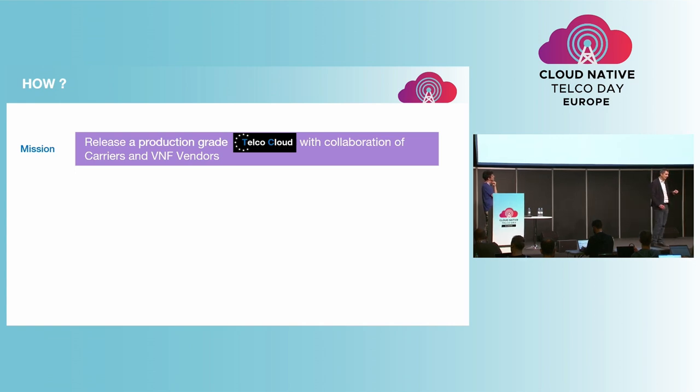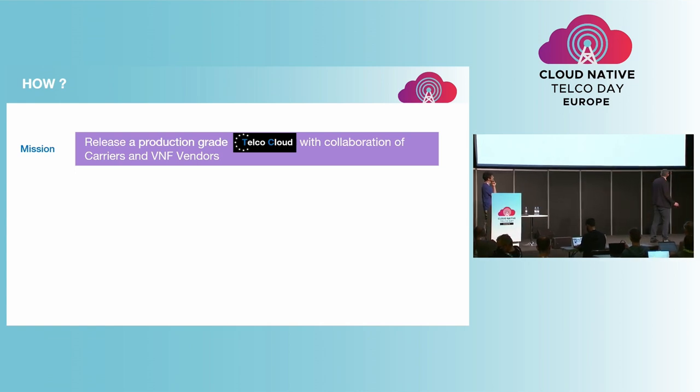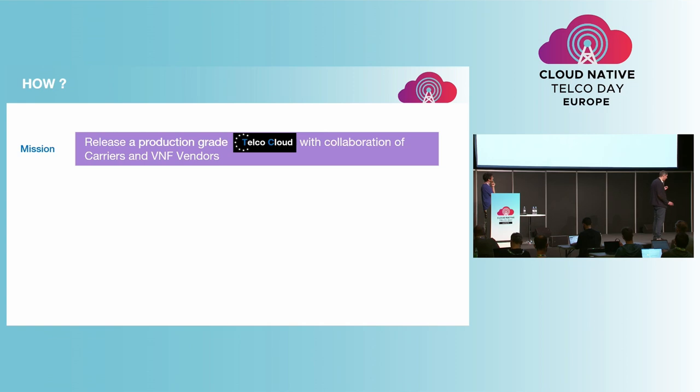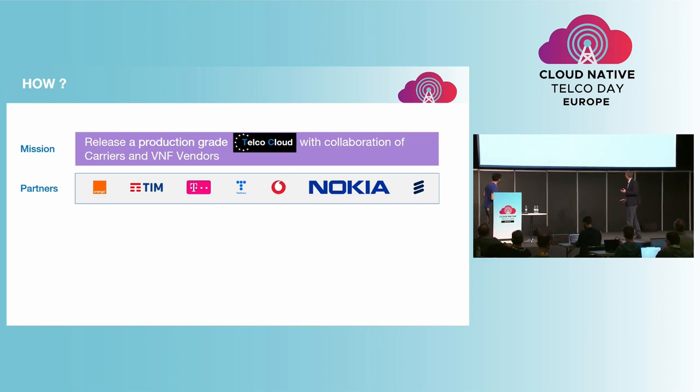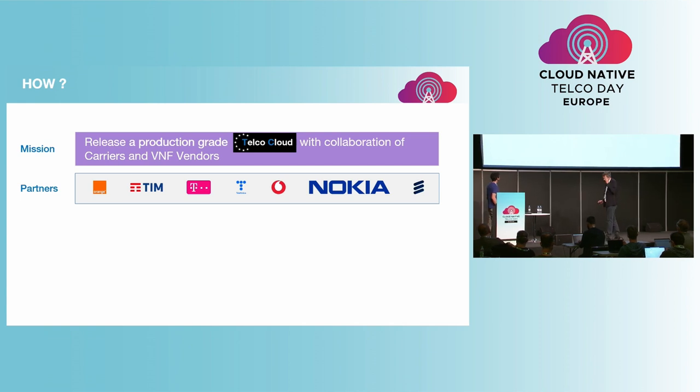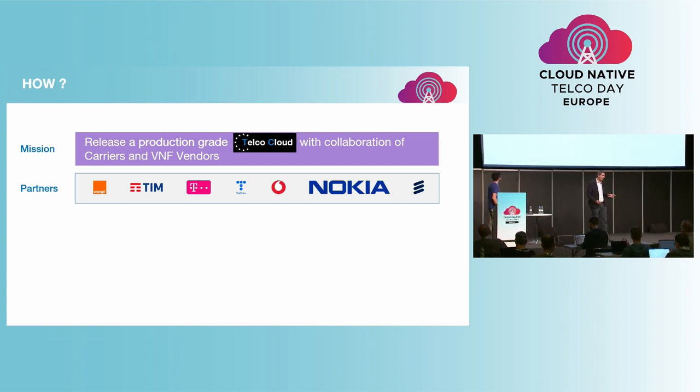We are many telco operators that need this asset. And it's important also to onboard some VNF vendors to integrate their requirements as soon as possible in the product lifecycle management. So as partners, of course, Orange that are here, but also Telecom Italia, Dutch Telecom, Telefonica, Vodafone, Nokia, and Ericsson. We are commonly working on this project.